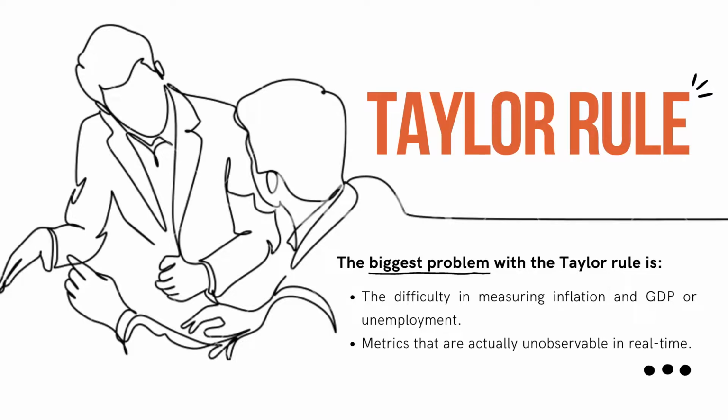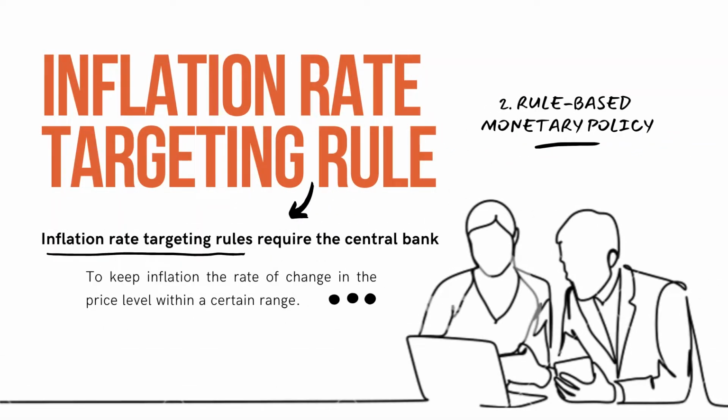As important as GDP is to economists, it is extremely difficult to measure, at least in the short term. Even minor changes in this metric can throw the Taylor Rule off, resulting in monetary policy that worsens rather than improves the economy. The second rule-based monetary policy is the inflation rate targeting rule.